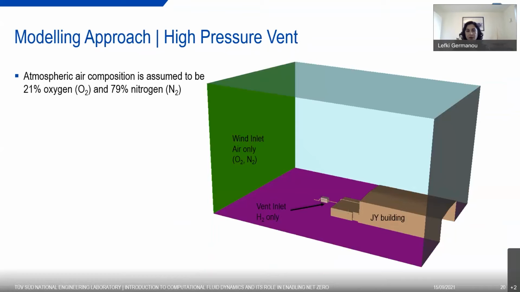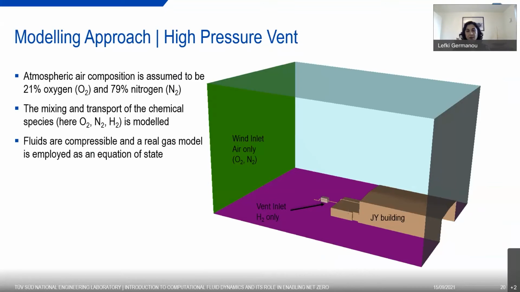In our simulation, we consider the atmospheric air to have a composition of 21% oxygen by volume and 79% nitrogen. The mixing and transport of the chemical species is also modeled. Here, oxygen, nitrogen, and hydrogen. The fluids are compressible, and we employ the real gas model as an equation of state. Buoyancy is also considered since we took into account the fluid compressibility, but also gravity.